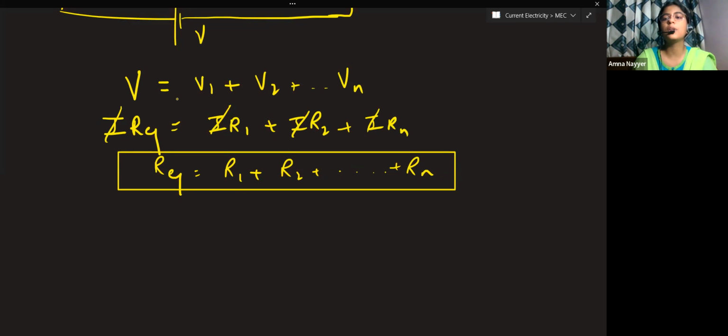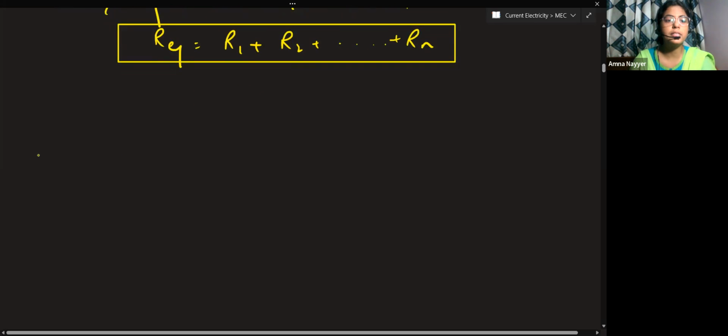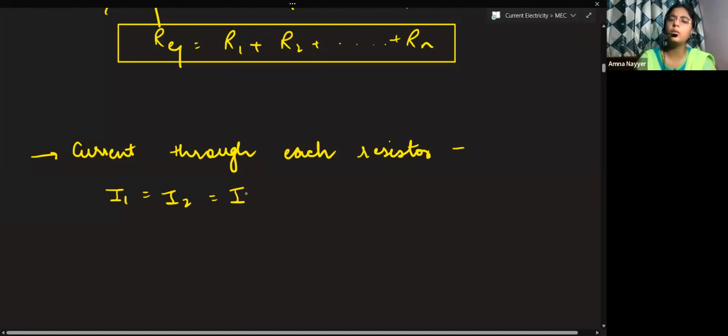Now, if you are asked to calculate the current through each resistor, what is the current through each? Not capacitor, sorry, resistor. I1 will be equal to I2, that is equal to I, because the current will be the same across each, or you can write it as V divided by R equivalent. Whereas voltages will be different across each resistor.